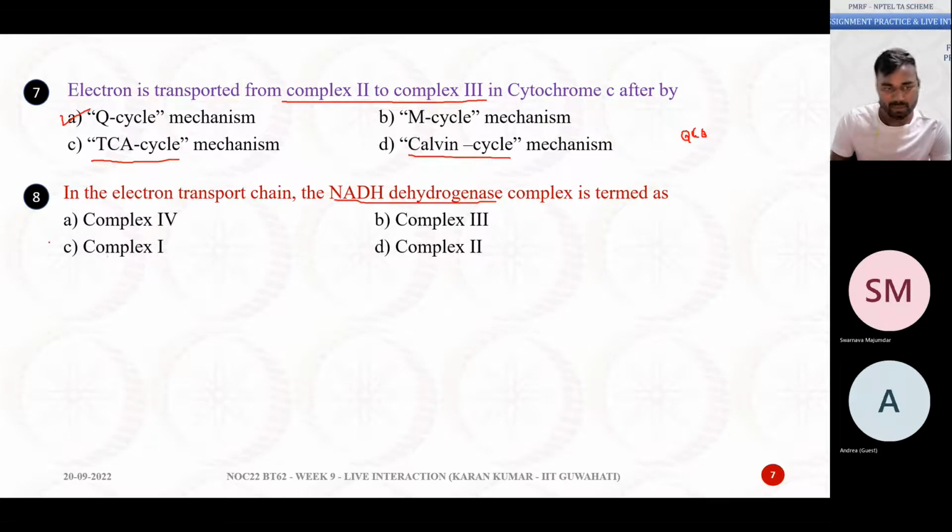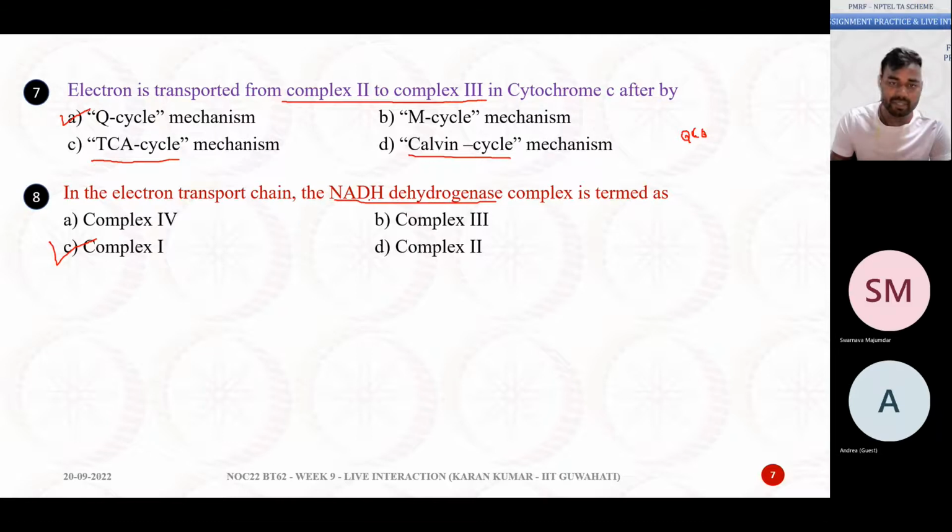It is complex 1. All 4 complexes have a particular name based on the main and leading enzyme present in them, because the complexes are nothing but associations of different enzymes, as the name NADH dehydrogenase defines.